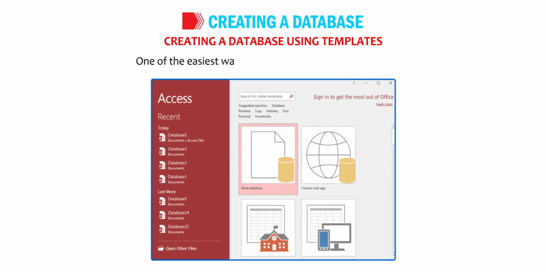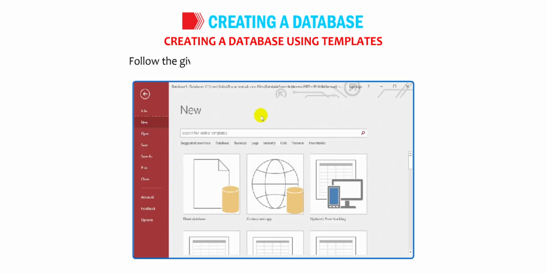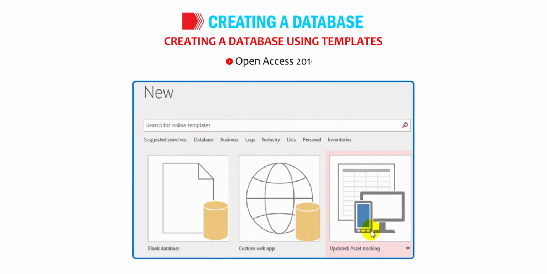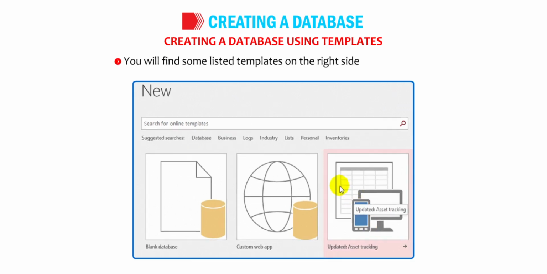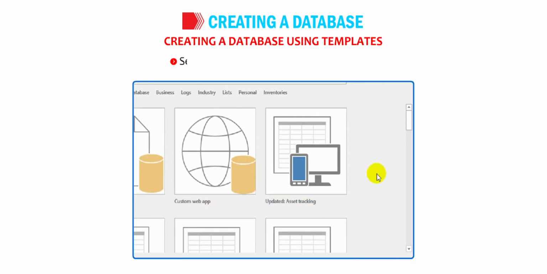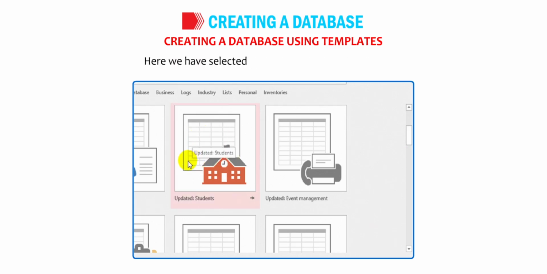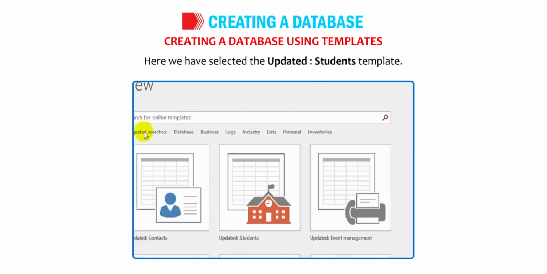Creating a database using templates. One of the easiest ways to create a table is to use a template. Follow the given steps to create a database using the template. Open Access 2016. You will find some listed templates on the right side of the window. Select the template from the displayed list. Here we have selected the updated Students template.